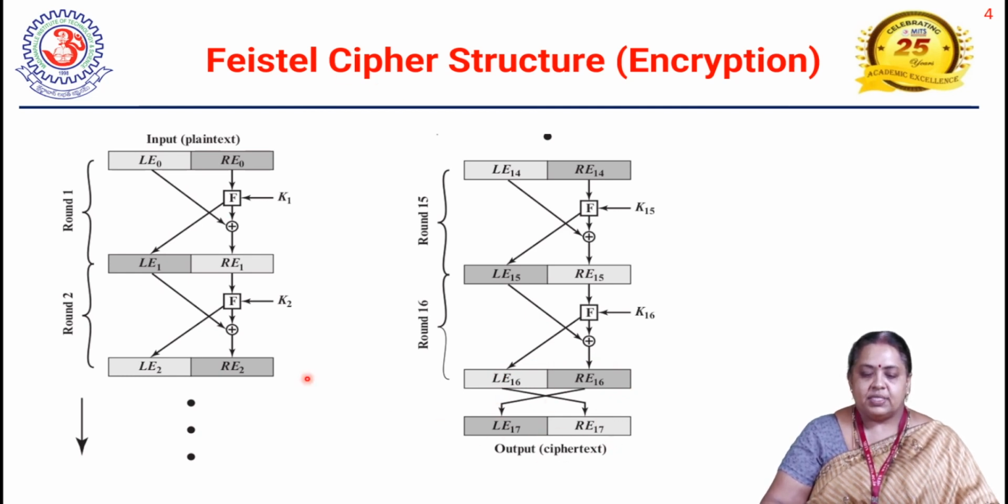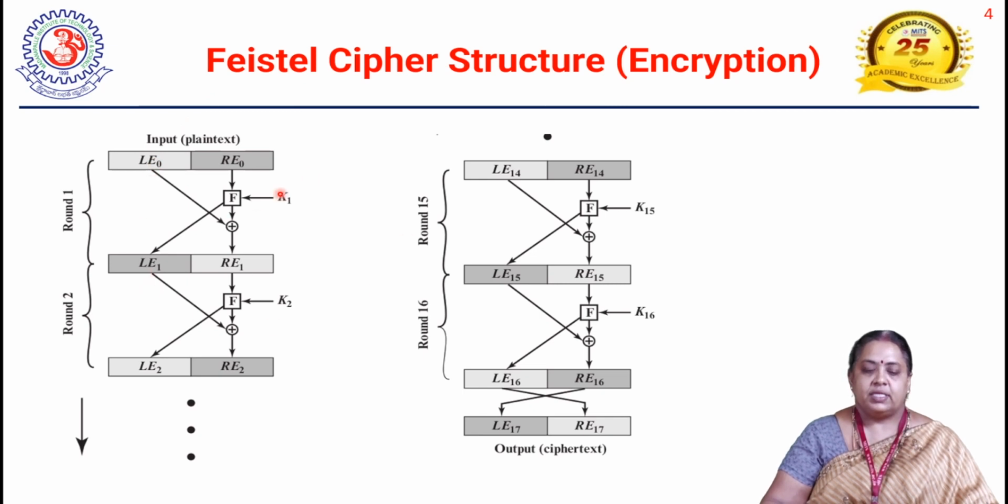In the Feistel structure we have totally 16 rounds. In each round we are using a unique key, that is, keys K1 to K16. That is the encryption process in the Feistel structure. This Feistel structure is very important because in DES we are following it.